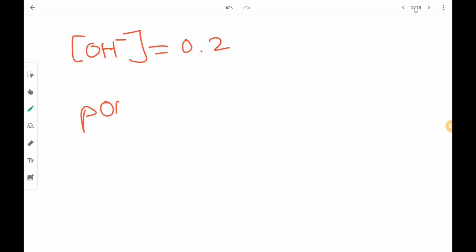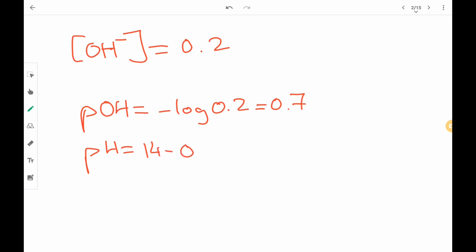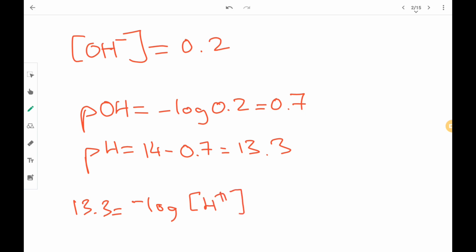And then you do pOH is minus log of 0.2, which is 0.7. From here, you can get the pH, which is 14 minus 0.7, which is 13.3. And then you can get the concentration of H plus: 13.3 is minus log the concentration of H plus. You will get H plus to be 5 times 10 to the minus 14.